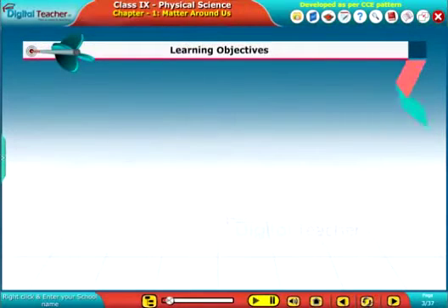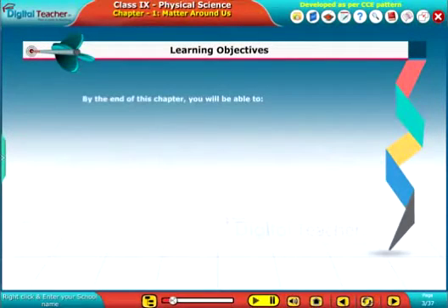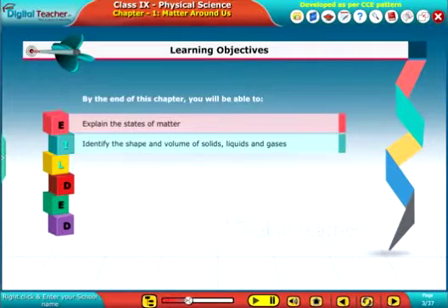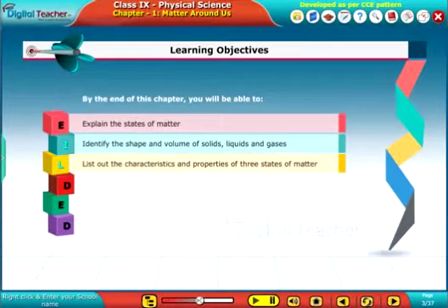Learning objectives. By the end of this chapter, you will be able to explain the states of matter, identify the shape and volume of solids, liquids and gases, and list out the characteristics and properties of three states of matter.